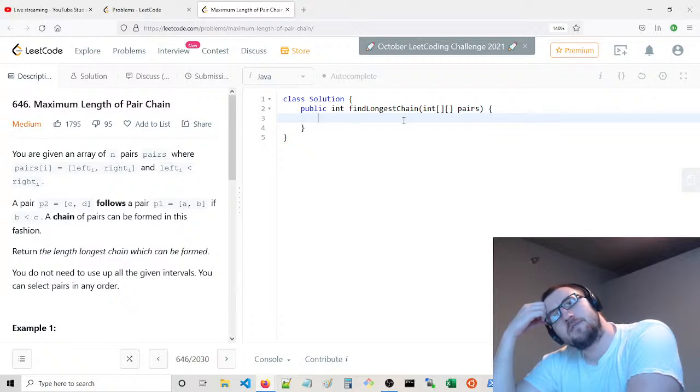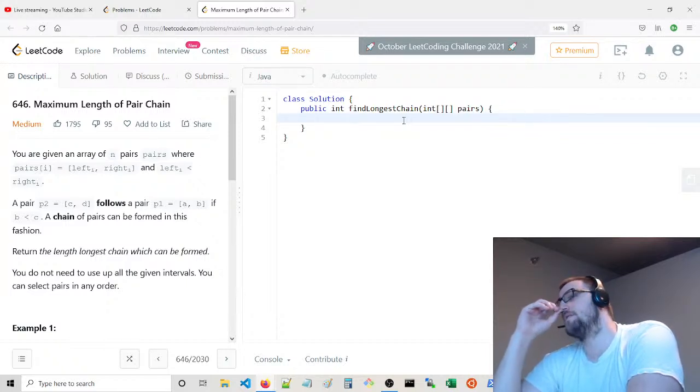If we sort these intervals... this is a good question, man. This is a good question. The largest non-overlapping subset. Largest size non-overlapping subset.